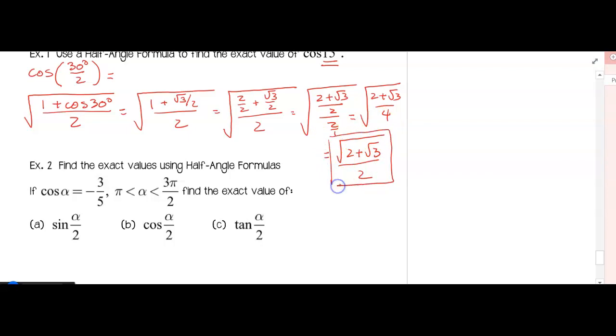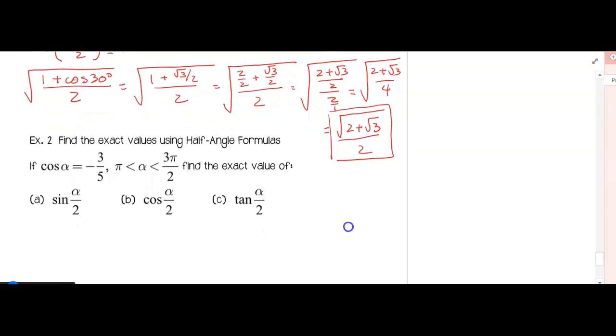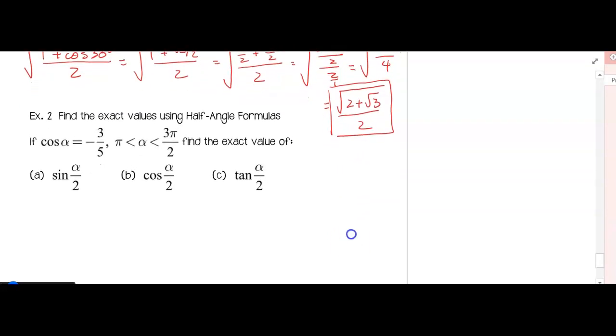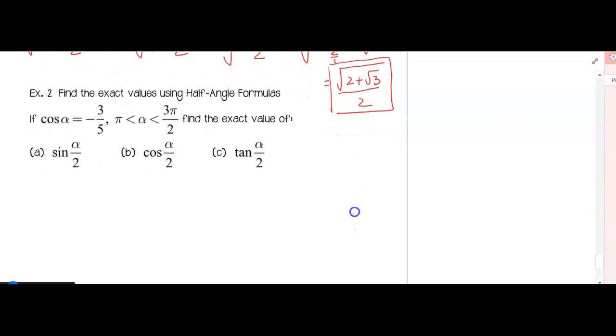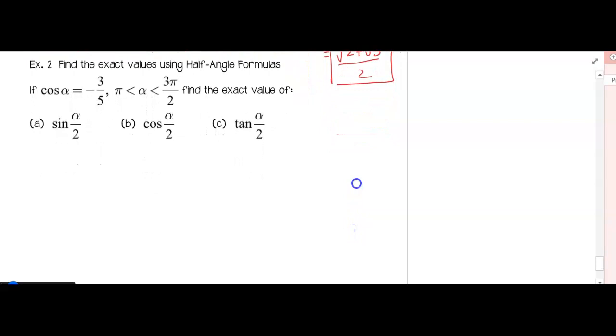All right. And again, I'm moving kind of fast through these, so if you need to pause it or rewind it, feel free to do that as needed and get all your questions answered. Let's move on to example number 2.